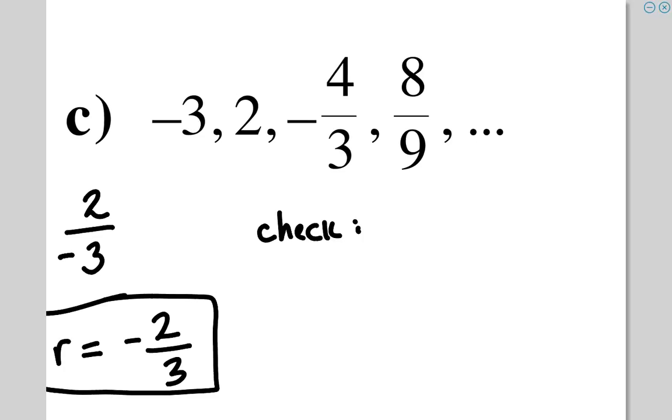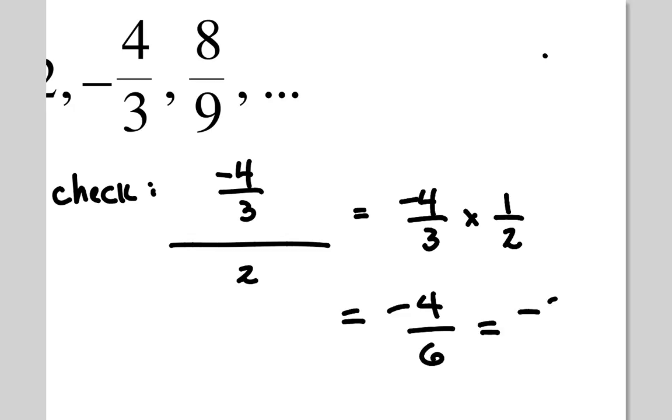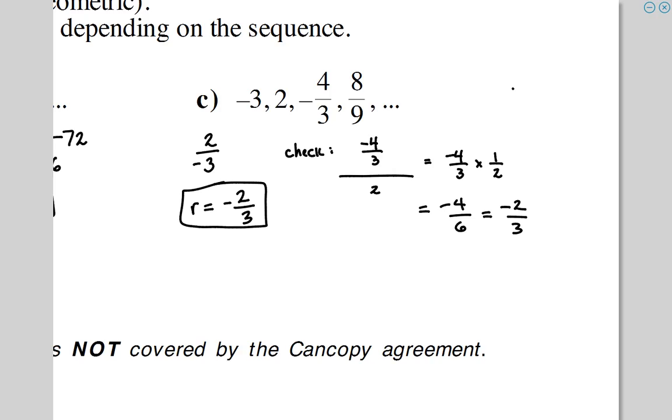So just check. Take negative 4/3 and divide that by 2. What's negative 4/3 divided by 2? Well, it's the same as timesing by 1/2. You get negative 4/6, which reduces to negative 2/3. Is that the same as what we had? Yes. So this is our R value, and it's geometric.